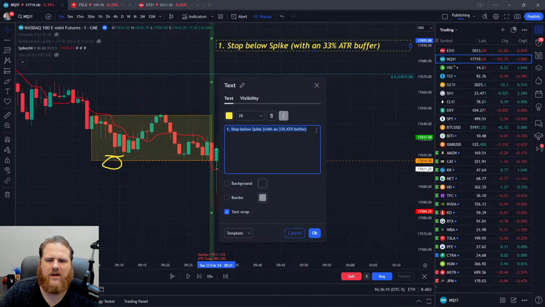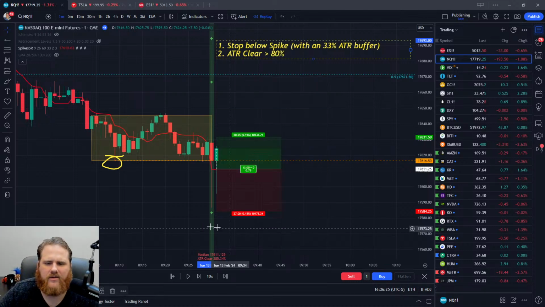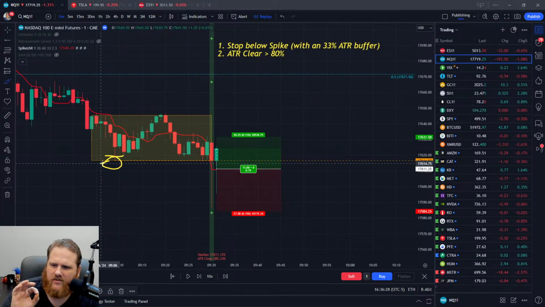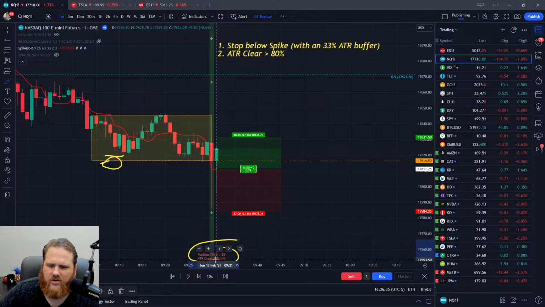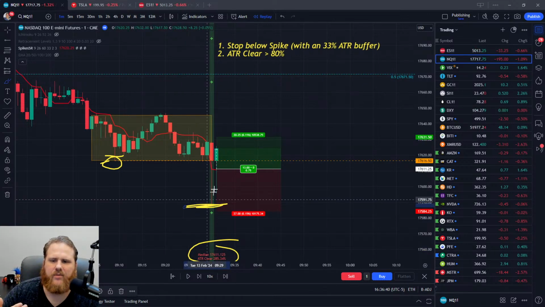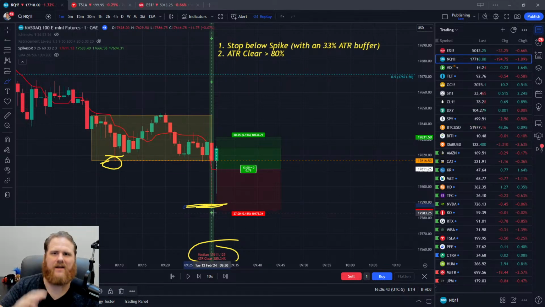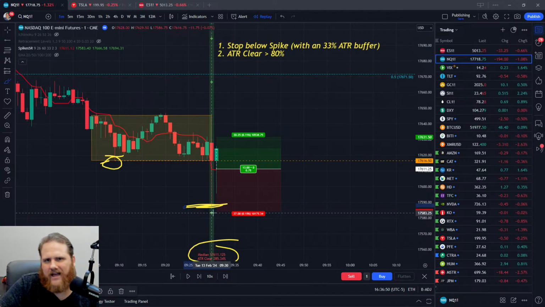Also, before I take it, I want to make sure that the ATR clearance is high. What is the ATR clearance? ATR clearance is a measurement of the distance between the last low and the spike itself. And in this case, it is right here, 285%. So in other words, this is a pretty big gap right here. That's what I want. I want a big one. Now, if it's 1,000%, that doesn't make it 100% probability to work. It just means it's better than a 70%.